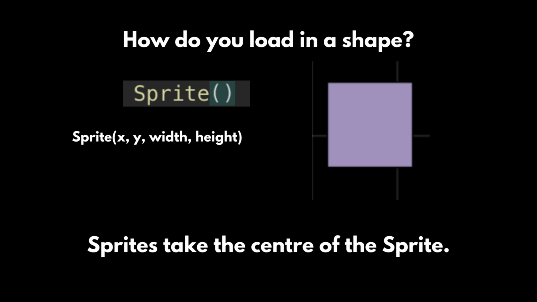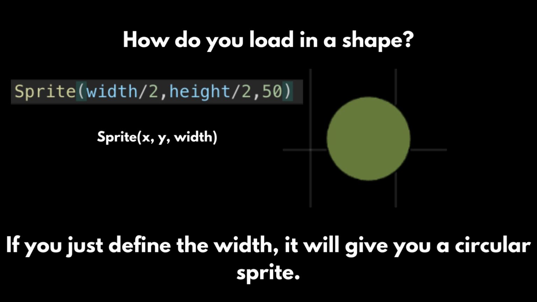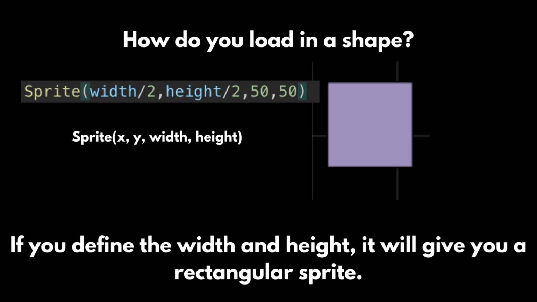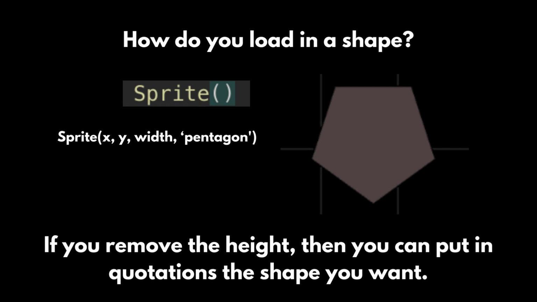If you just define the width, it will give you a circular sprite. But if you define the height as well, it will give you a rectangular sprite. And of course, if you comma again and put in quotations, you can say what shape you want, like hexagon, or rectangle. I mean, rectangle's already defined, but you can call it octagon or pentagon. Any of the shapes is fine.